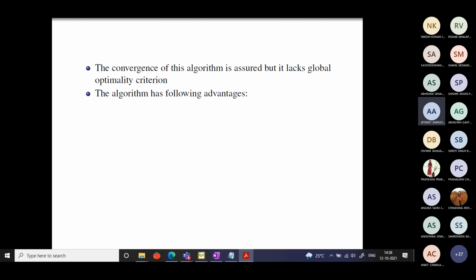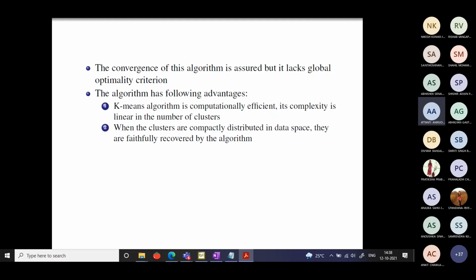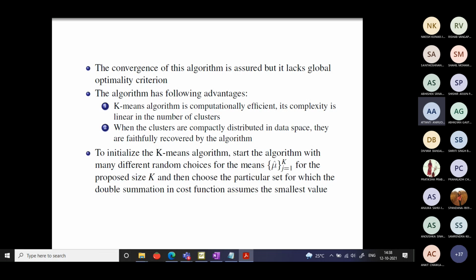So of course this algorithm has advantages. You can say that k-means is computationally efficient, its complexity is linear in the number of clusters, and when the clusters are compactly distributed in data space, they are faithfully decoded by the algorithm without any problem. And to initialize the k-means algorithm, normally we start the algorithm with many different random choices for the mean, for the proposed size k, and this k you may get some idea from the plot, and choose the particular set for which the double summation cost function assumes the smallest value. This is what you do.